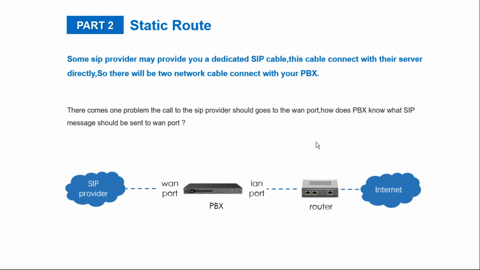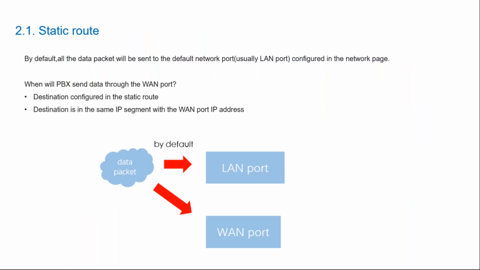And you guys can see the problem. I drop it here. There comes one problem. The call to the SIP provider should go to the WAN port. How does the PBX know what SIP message should be sent to the WAN port? I mean, your system is gonna get confused. You have two interfaces. How can we handle this? That's why we need static route, which can help us to figure out data transmission. Exactly how are we gonna handle those data packets?